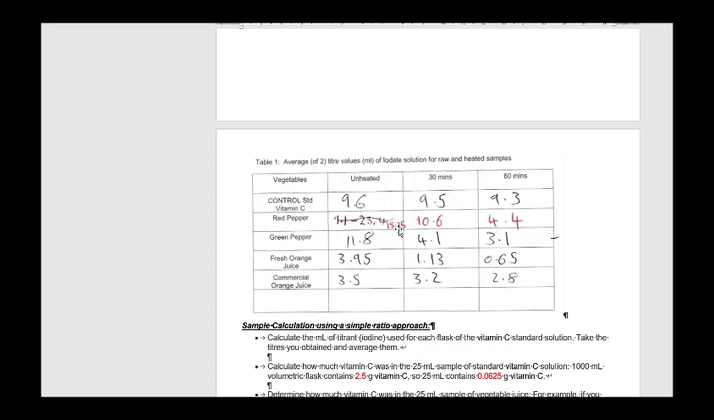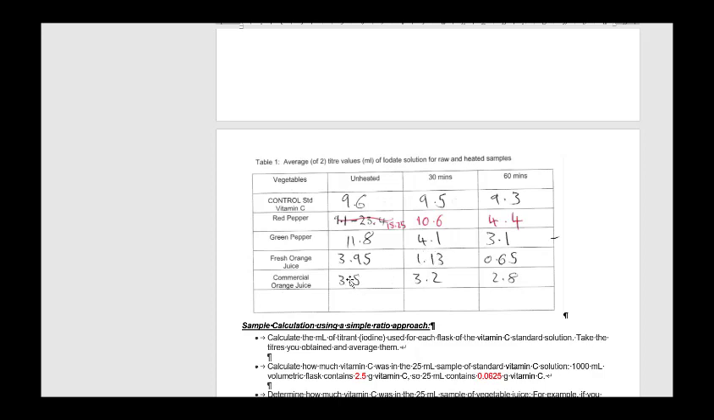So red pepper here started with 15, now we've got 10. So we've lost about a third of the vitamin C, about 30%. The green pepper, about 12. So more than half. After 30 minutes, we've lost the vitamin C. So about 50%, maybe more than 50%. For the fresh juice, it's gone from about 4 down to 1. So we're down to 25%. So we've lost about 75% of the vitamin C.